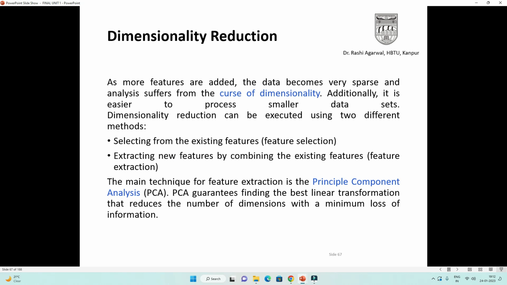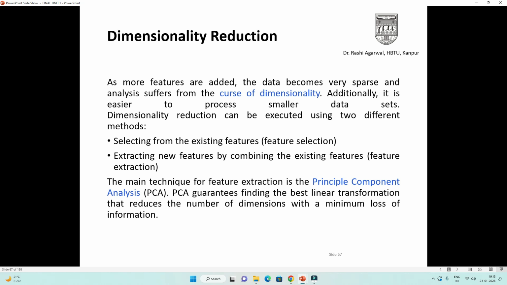Now another place where unsupervised learning helps is dimensionality reduction. As more and more features are added, the data becomes very sparse and analysis suffers from the curse of dimensionality. What does it mean? Suppose I have thousands of attributes, so x1 to x999. The model becomes very complex, and there may be a lot of data missing for a lot of attributes. So the data is very sparse and the analysis is very difficult. So we need to reduce the number of dimensions that we have.